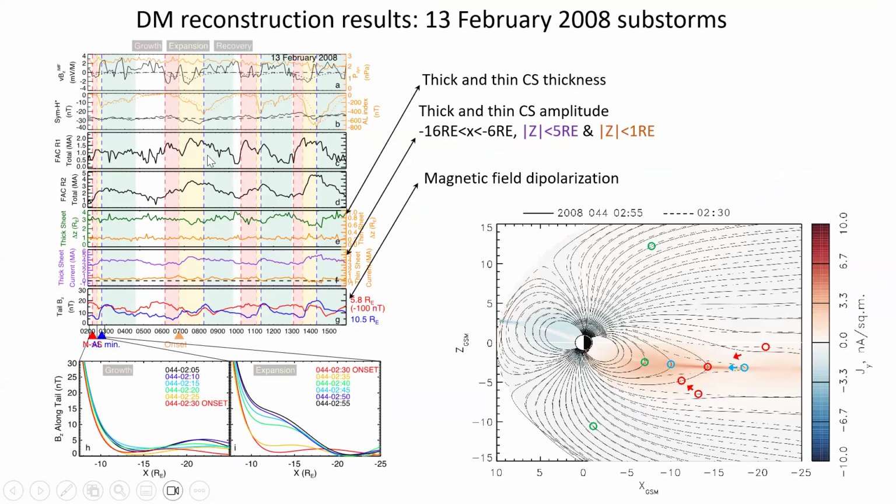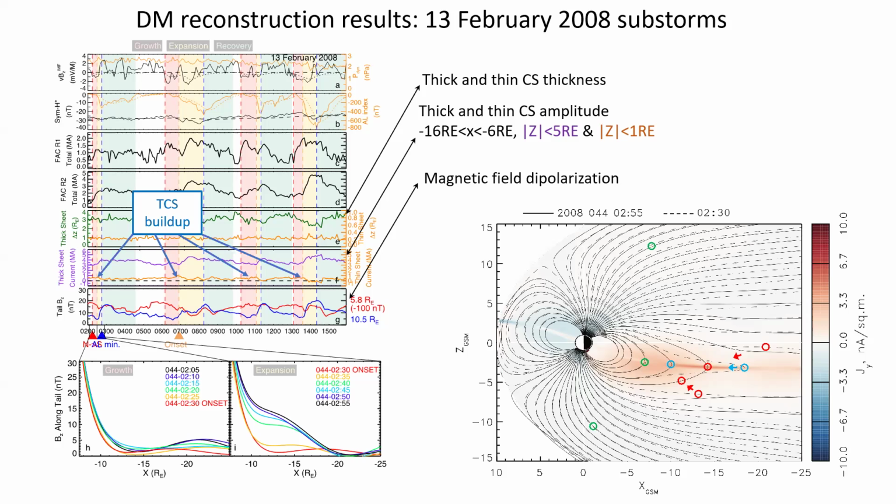This is several different parameters, but I want to point out a couple things. This plot shows the thickness of the thick current sheet, which is a few RE, and it also shows the thickness of the thin current sheet, which is a fraction of an RE. It's like a DI, which agrees exactly with observations. And for each of the substorms that they've modeled, they get pretty much the same thing.